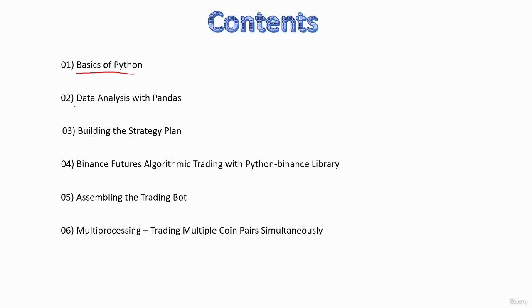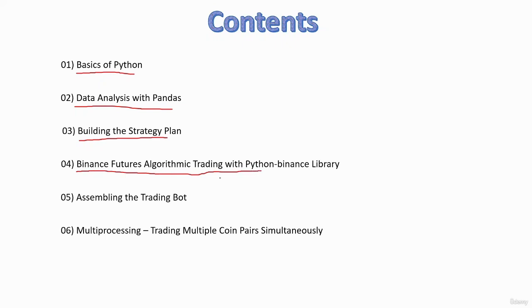In the second section, we are going to discuss data analysis with pandas. Pandas is a Python library designed for data analysis. We are going to use pandas to do essential calculations in algorithmic trading. In the third section, I am going to explain the strategy plan. Fourth section is Binance Futures Algorithmic Trading with Python.